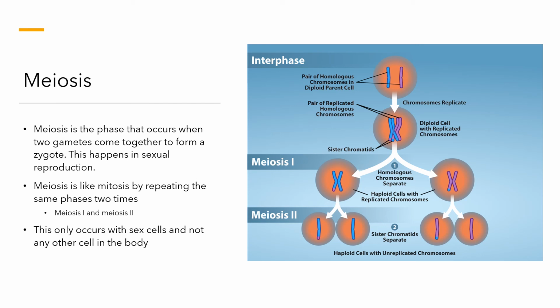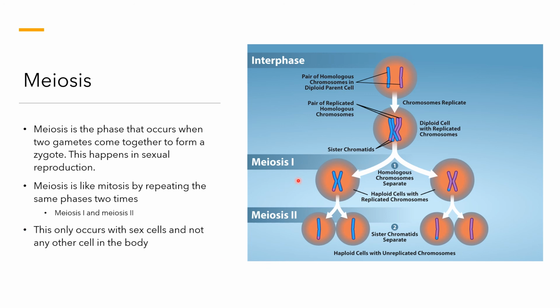So just to keep it very brief, I'm also going to have videos linked to this, but we'll get into meiosis a little bit. So meiosis is the phase that occurs when two gametes come together to form a zygote. This happens in sexual reproduction. Meiosis is like mitosis by repeating the same phases 2 times. So you're going to have your prometaphase, metaphase, anaphase, telophase, cytokinesis, 1, and then you're going to do it all over again.